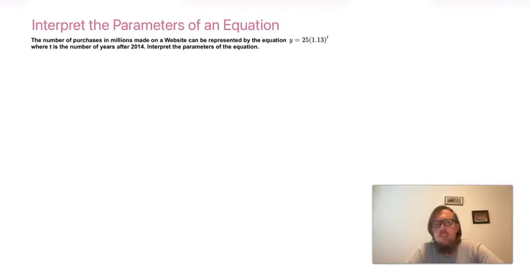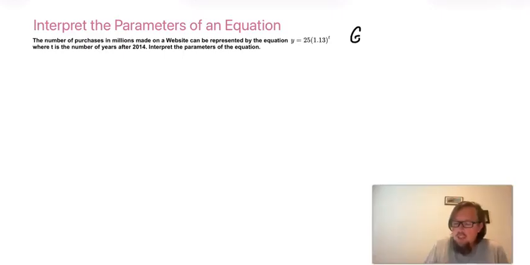The number of purchases in millions made on a website can be represented by the equation y equals 25 times 1.13 raised to the power of t, where t is the number of years after 2014. Interpret the parameters of the equation. So to interpret the parameters of the equation, first we need to know what the equation looks like.